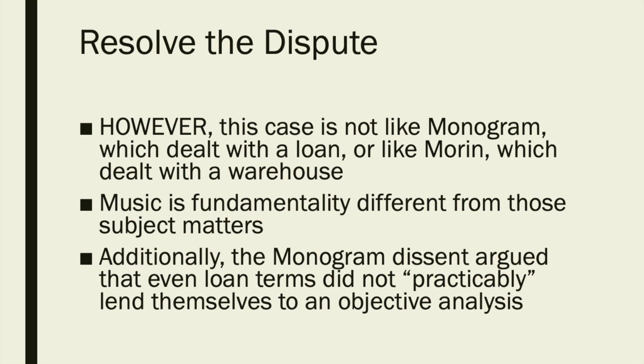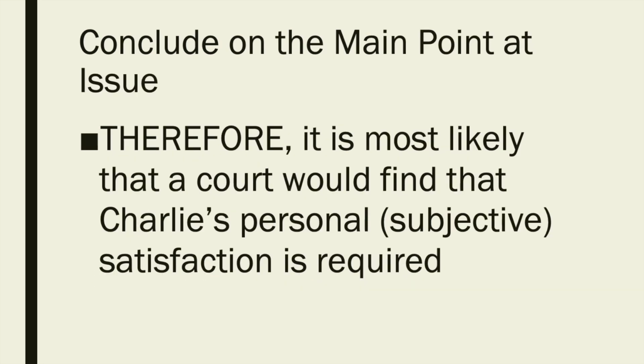Additionally, the Monogram dissent argued that the loan terms did not practicably lend themselves to an objective analysis, showing that even loans could potentially be evaluated subjectively. So really, after we've weighed and balanced those arguments and applied the law to the facts at hand, brought up a couple analogies, I think we can conclude on the main point, which is it is most likely that Charlie's personal subjective satisfaction is required.